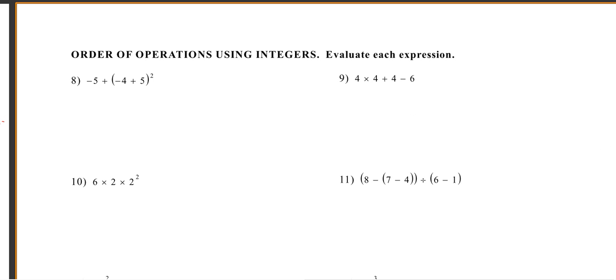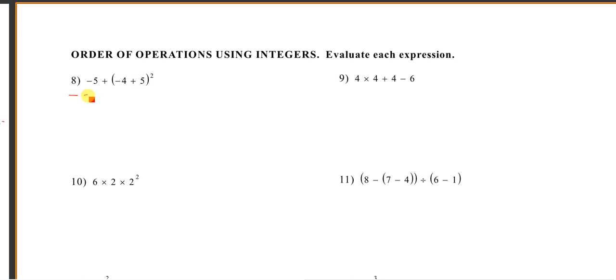Okay, the next group of problems, these are some order of operation problems, and the way you should work these is you need to show your work at each step. So let's go through this. My first step is going to be to do what's in parentheses. So I'm going to add the -4 to the 5 first.